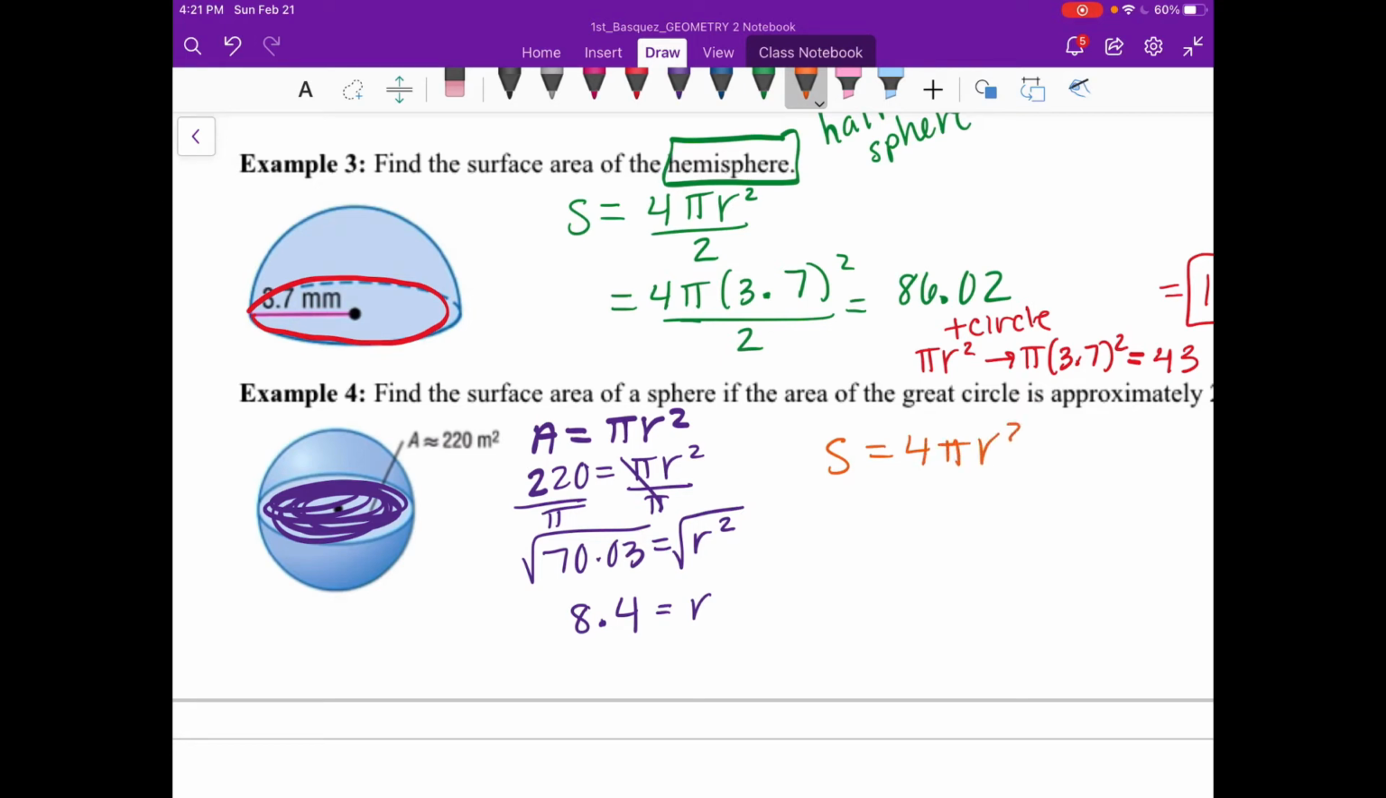So that's an extra step before I can actually substitute that value into the surface area formula, 4 pi r squared. Now that I know my radius, I can put that in and square the value. So I'm just going to round to my whole number, and that's 880. These are meters squared for my surface area of the sphere.